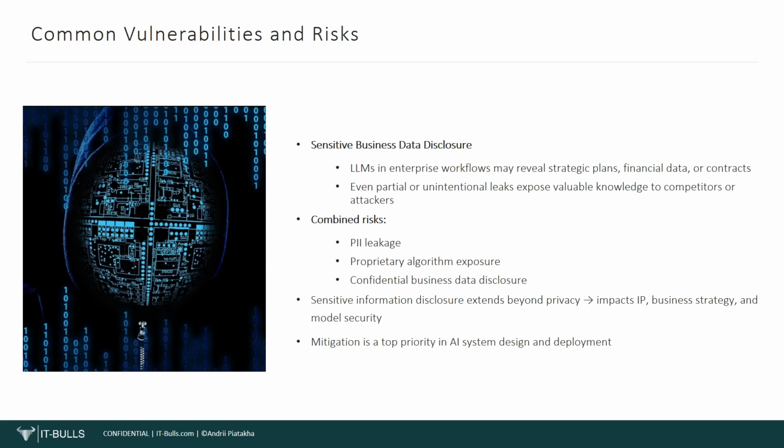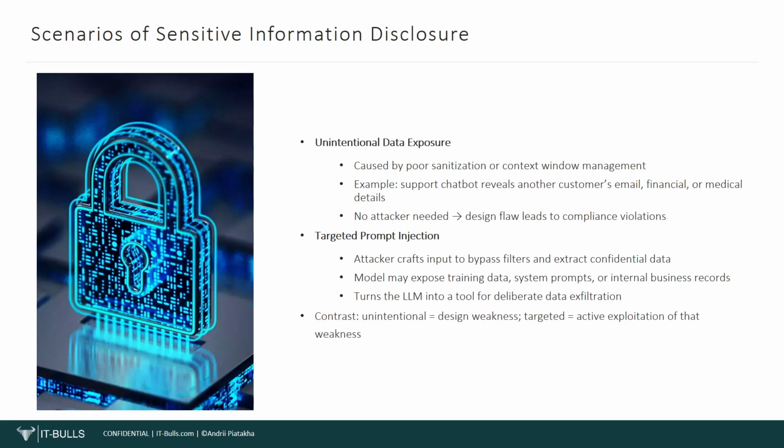Altogether, these vulnerabilities, PII leakage, proprietary algorithm exposure, and disclosure of confidential business data illustrate the range of ways sensitive information can escape through LLMs. They remind us that disclosure is not limited to personal data alone, but encompasses intellectual property, business strategy, and even the models themselves. And this is precisely why mitigating these risks is a top priority in the design and deployment of AI systems. To make these risks more tangible, let us look at a couple of scenarios that illustrate how sensitive information disclosure can happen in practice.